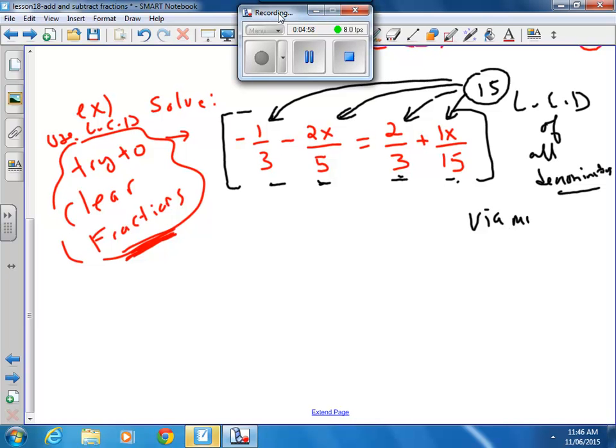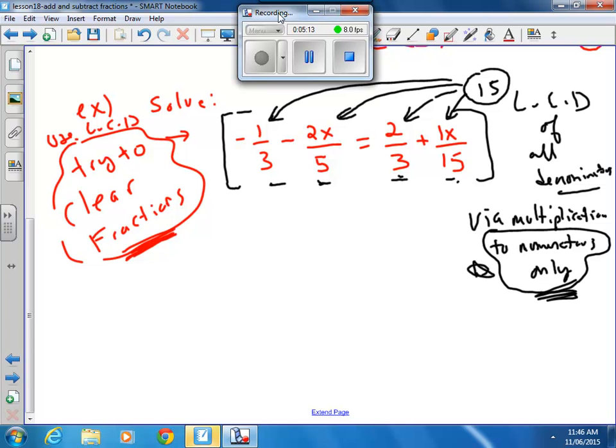So via multiplication, meaning with multiplication, you're going to send that LCD through to numerators only. To numerators only. That's big. Okay? All right, I'll do the mental math with you. 15 times -1 is clearly -15, but it's on top of 3, and clearly that's going to become -5. Hold that thought.